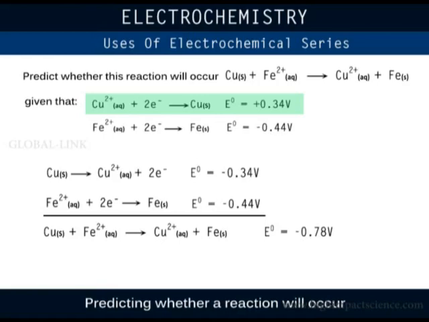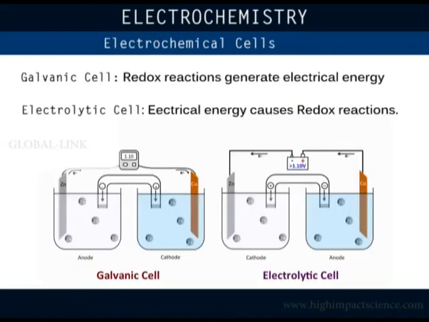It is negative, and so the reaction cannot take place. Copper cannot displace iron because iron is more reactive than copper. And so in general, in galvanic electrochemical cells, redox reactions generate electricity, while in electrolytic cells, electrical energy causes chemical reactions.